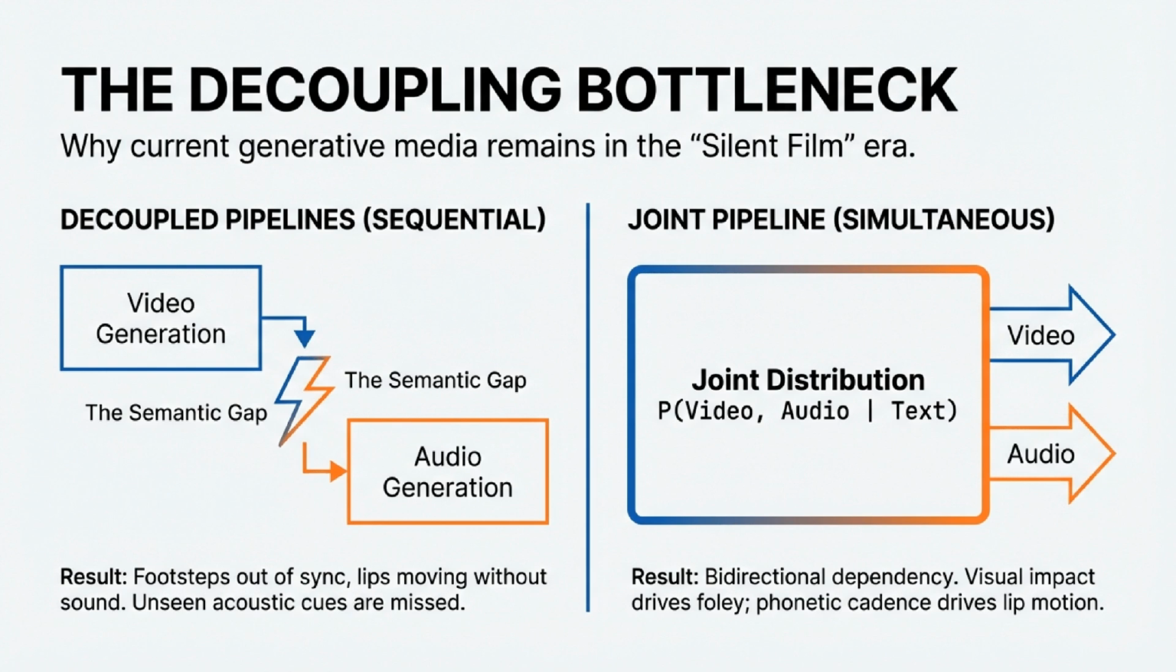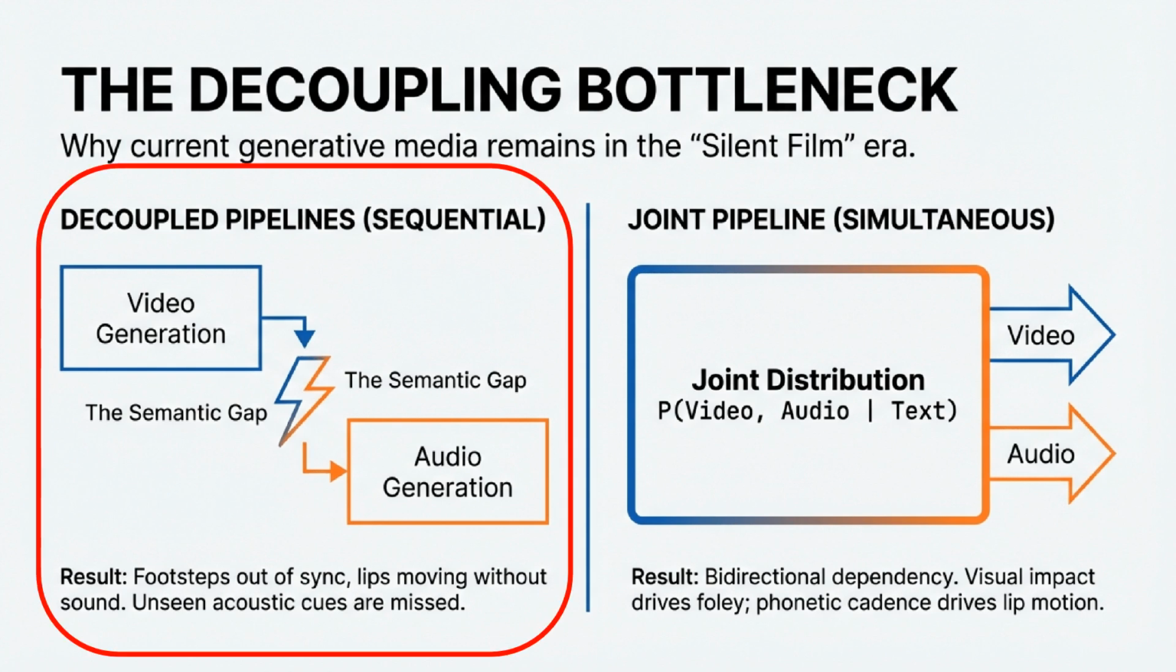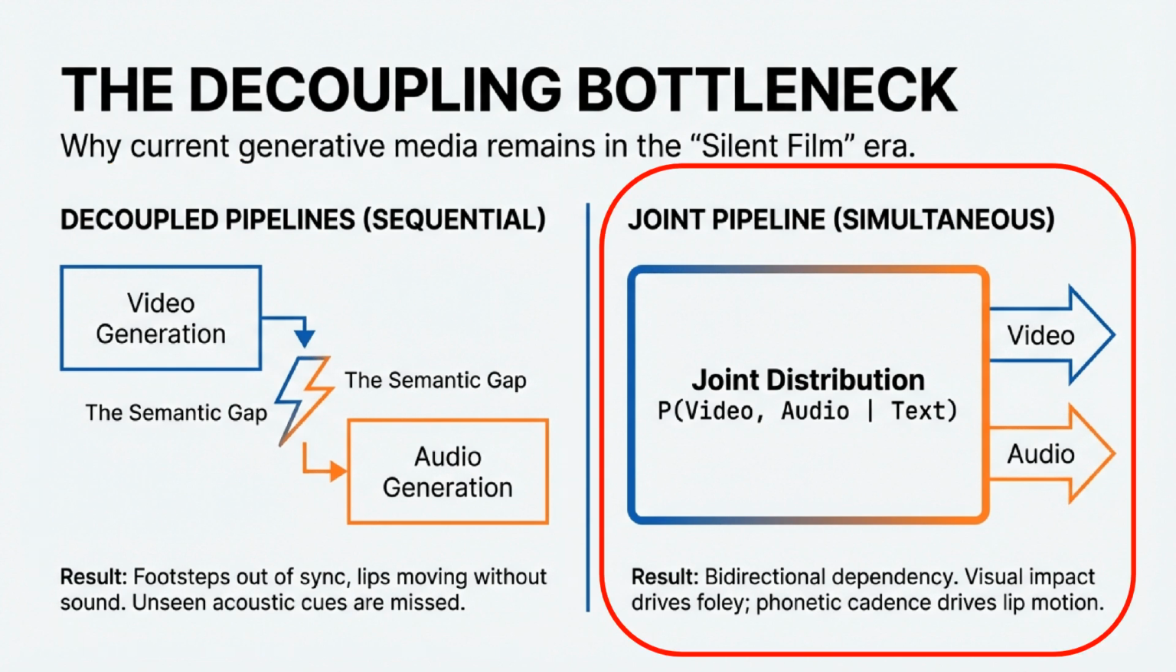To understand why LTX-2 is significant, we have to look at the silent film era of current generative AI. Most current pipelines are decoupled. You generate video first, then pass it to a separate audio model. This creates a semantic gap. Because the audio model doesn't see the generation process, you end up with footsteps out of sync, or lips moving without sound. LTX-2 moves to a joint pipeline. It processes the joint distribution of video and audio simultaneously. This captures the bidirectional dependency, where visual impact drives the sound, and phonetic cadence drives lip motion.